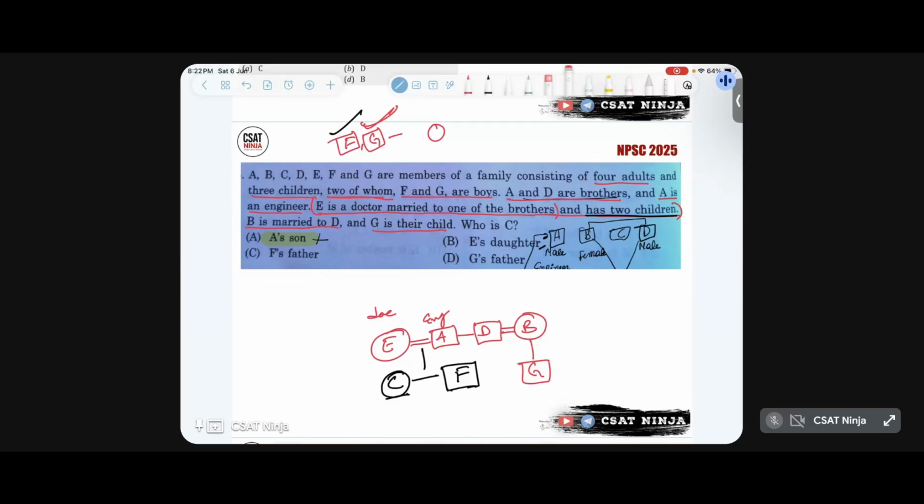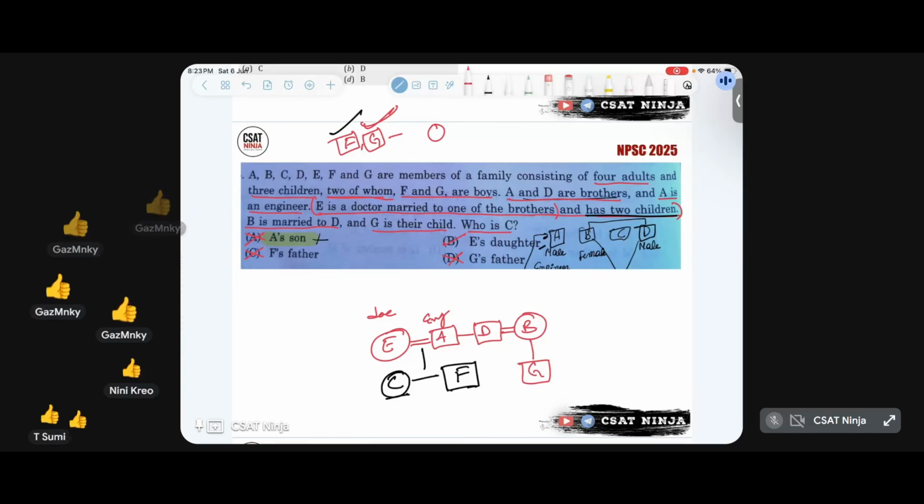Let's look at the statements. Who is C? So C is A's daughter only. A's son, no, this option is wrong. E's daughter, this can be the answer. Let's cross check the other. F's father, no. G's father, no. Which means option number B is the answer there. I hope we are clear with this.